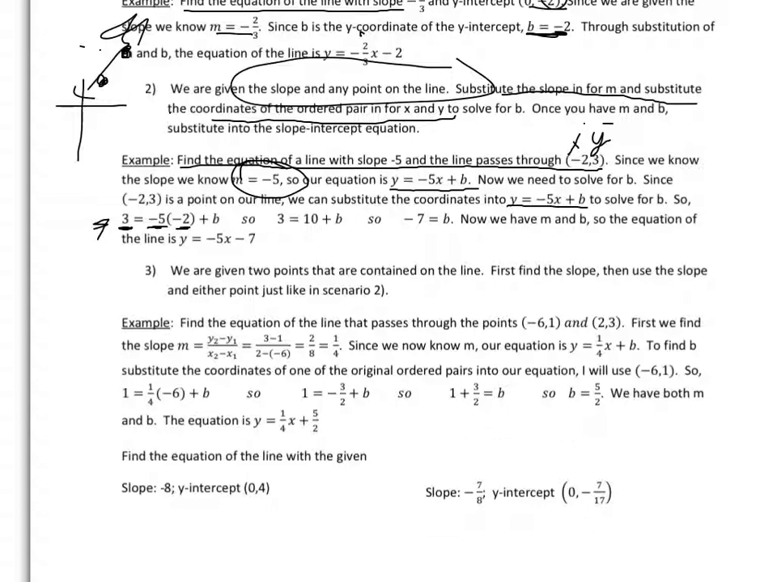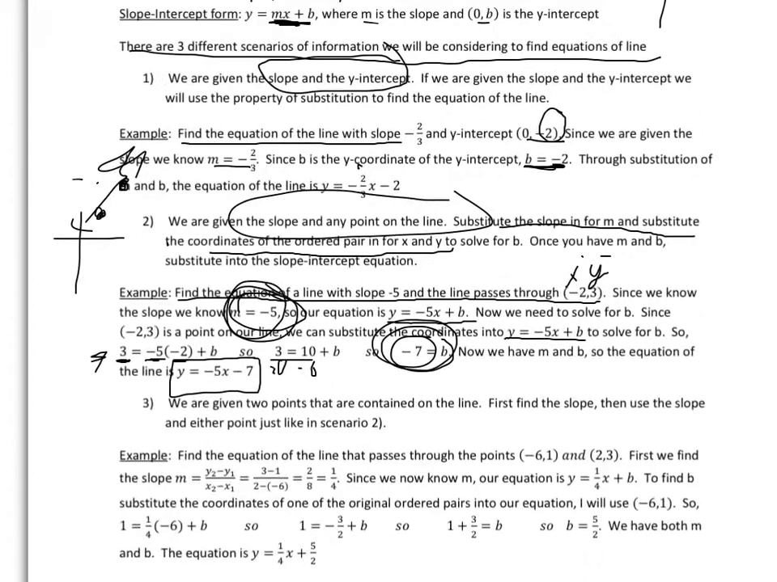So negative 5 times negative 2 is 10. So 3 equals 10 plus b. Subtract 10 from both sides. And this gives us b equals negative 7. So notice, we have our m from back here. We have our b from right here. So all we have to do is put it in the equation. y equals mx plus b. And that's that. So first thing, they give us the slope and the intercept.